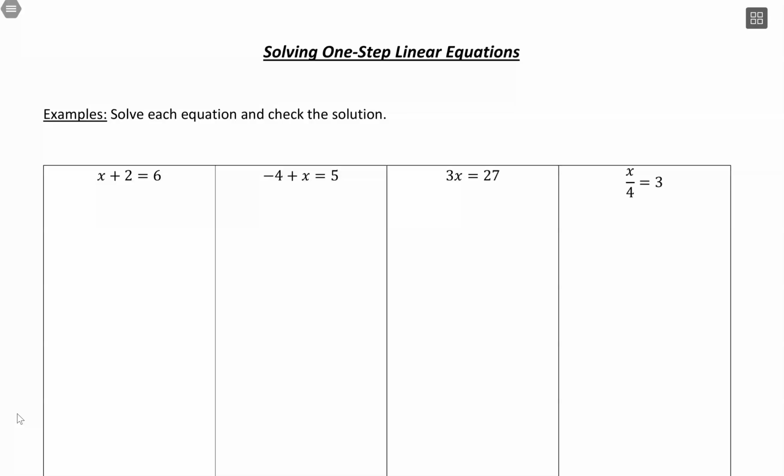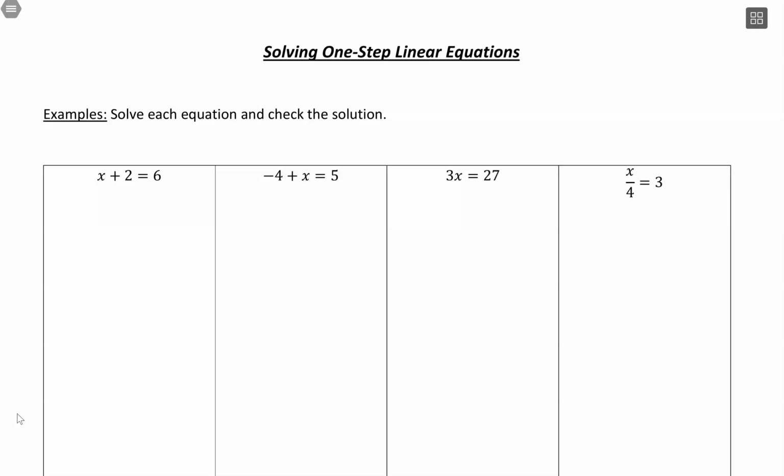Now in solving equations, we just need to keep in mind that whatever we do to one side, we have to do to the other. So we need to keep balance as we solve through. What's really nice about solving equations is that we can always check our answer. So we can always check and make sure that we've done it correctly.